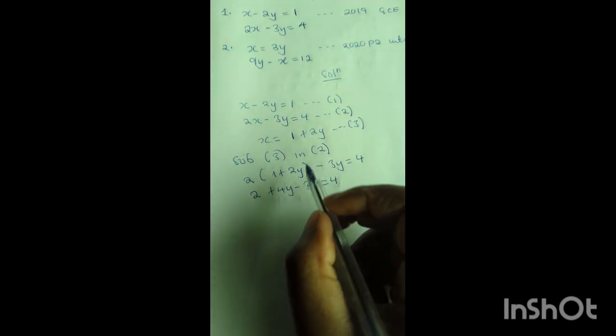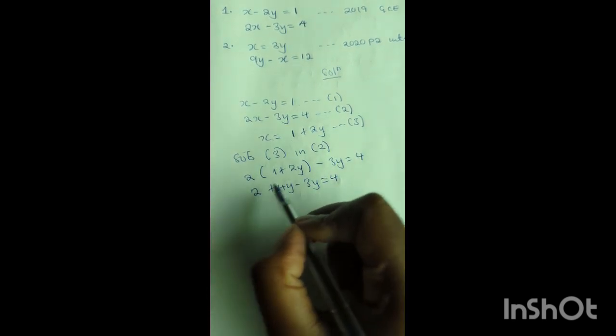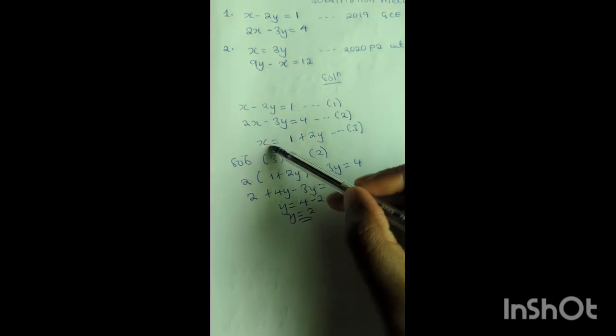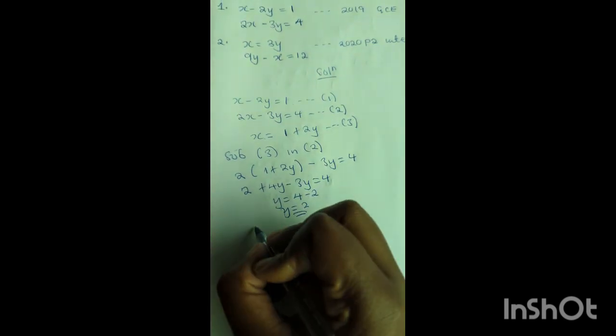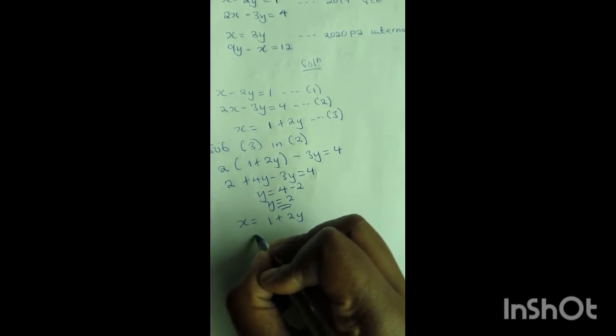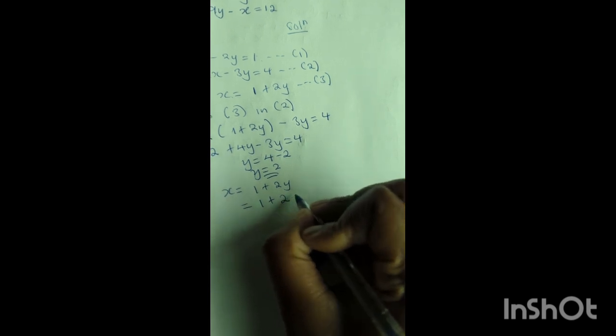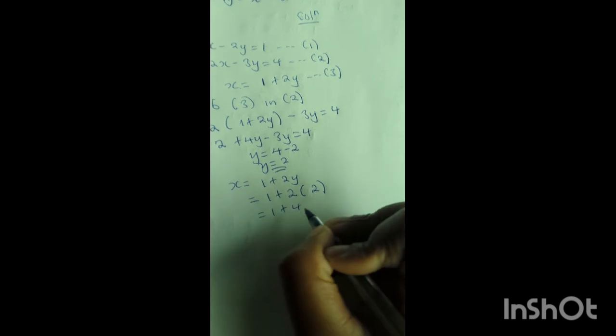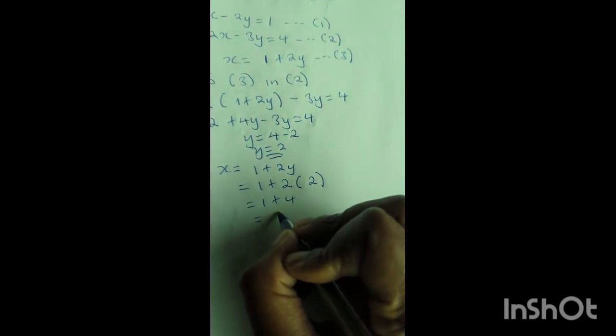Group the like terms together. This will cross to the other side. Here it's positive, here it becomes negative. 4y minus 3y, that will give me y equals 4 minus 2, meaning y is 2. We're done. Then I'll use equation 3 to get the value of x. Why? Because x is already the subject of the formula. So x is equal to 1 plus 2y. I have the value of y. So x is equal to 1 plus 2. The value of y is 2. 1 plus 2 by 2, 4. The value of x is 5.